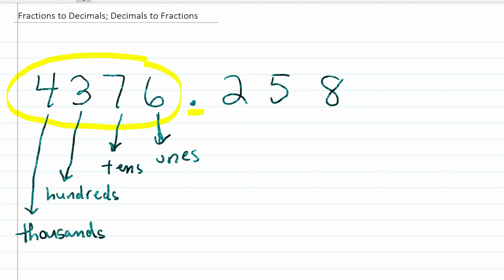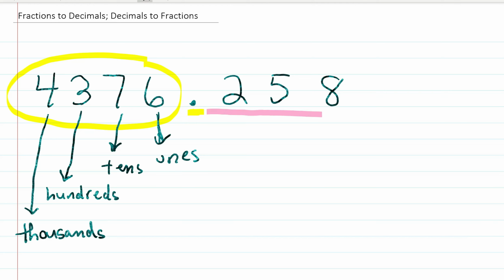So to the left of the decimal point, you count ones, tens, hundreds, thousands, and of course after that is 10,000s, 100,000s, and then millions place. Now let's look at the right side of the decimal point.